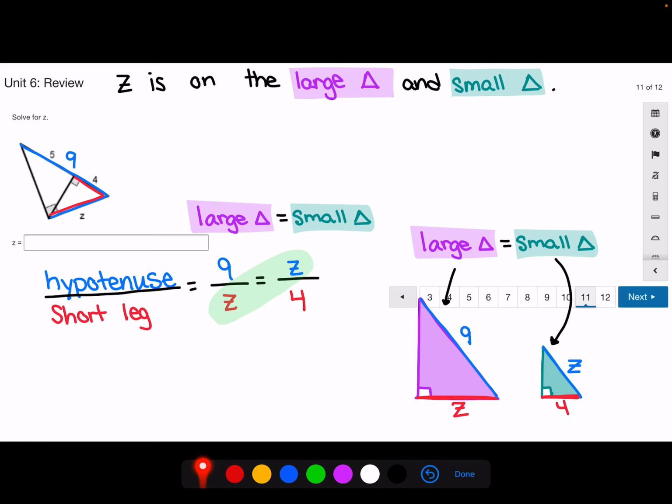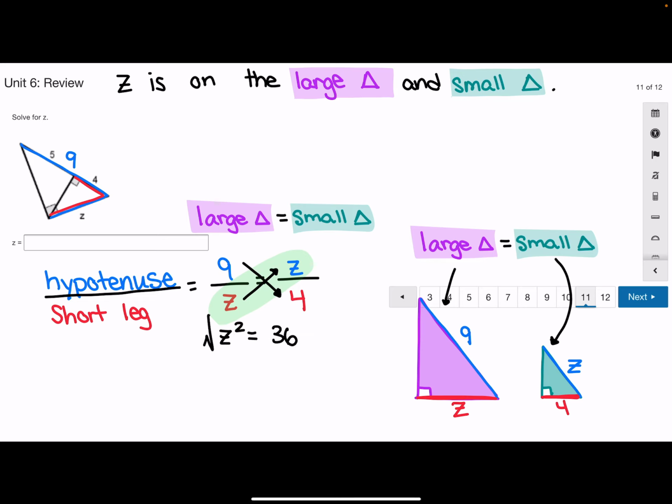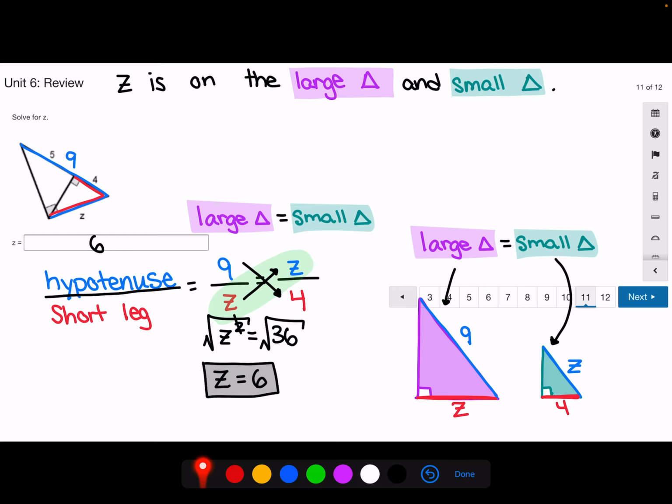From here, we can cross multiply and solve. This will give us z squared equals 36. And then taking the square root of both sides, we get z is equal to positive 6. So that'll be our final answer here.